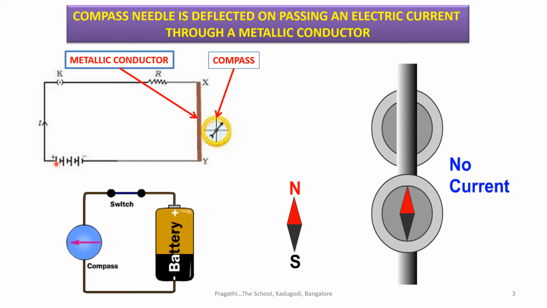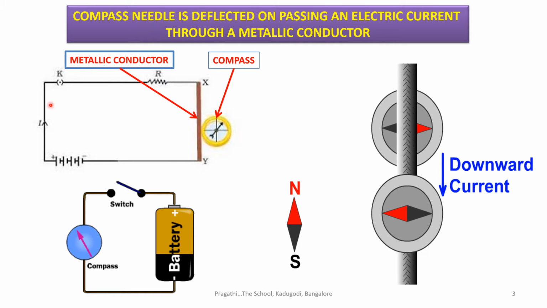The current flows from which direction? It always flows from positive direction to negative direction. I represents the current. Arrow represents the direction of current. That means it starts from positive and it ends at negative.